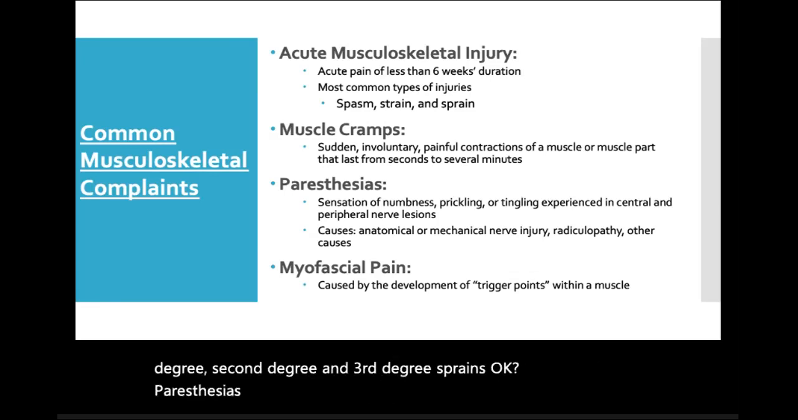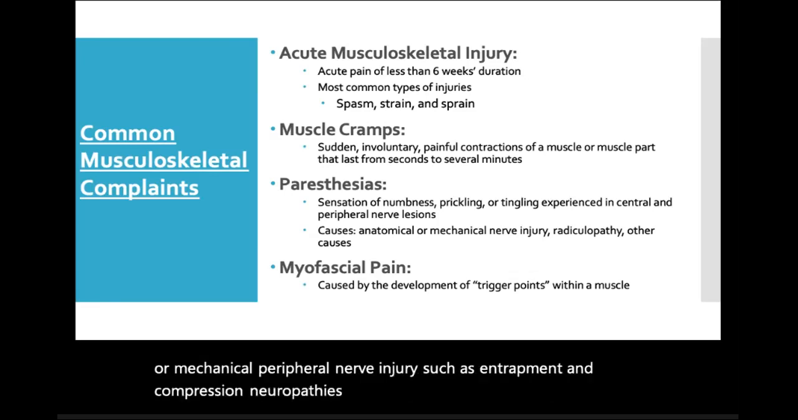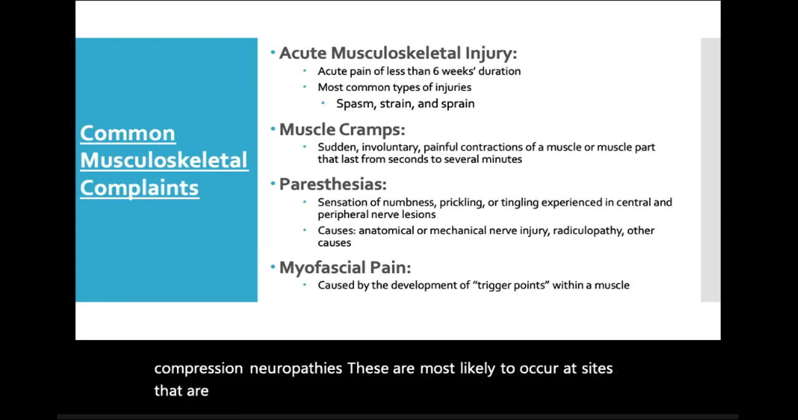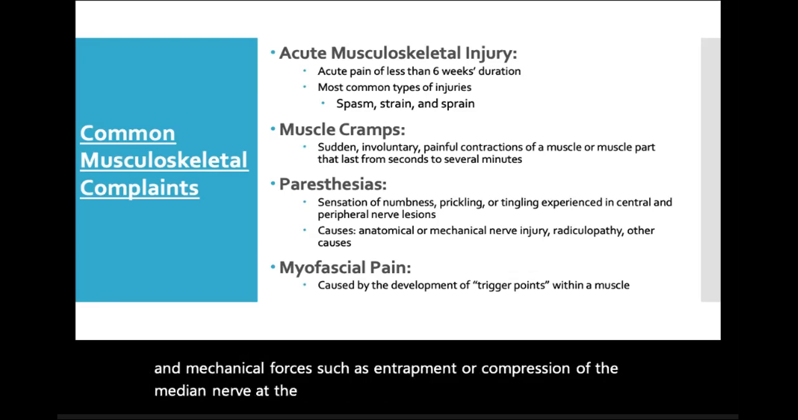Paresthesias may be a result of anatomical or mechanical peripheral nerve injuries, such as entrapment and compression neuropathies. These are most likely to occur at sites that are more susceptible to damage due to an increase in pressure and mechanical forces, such as entrapment or compression of the median nerve at the wrist, like we see in carpal tunnel syndrome, right? So paresthesia, think carpal tunnel syndrome, okay?